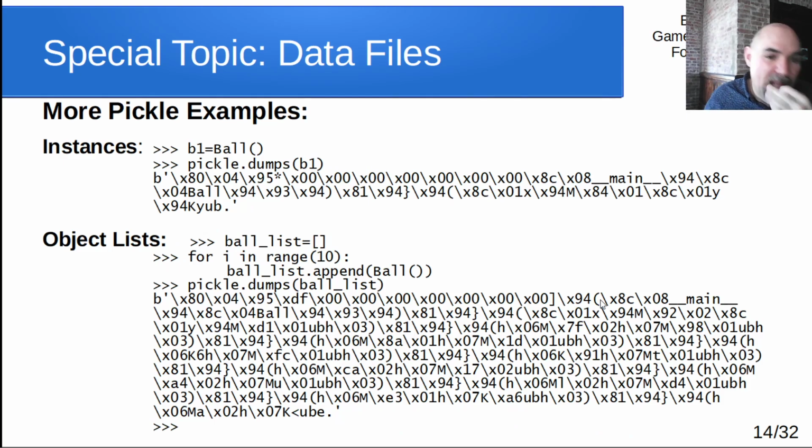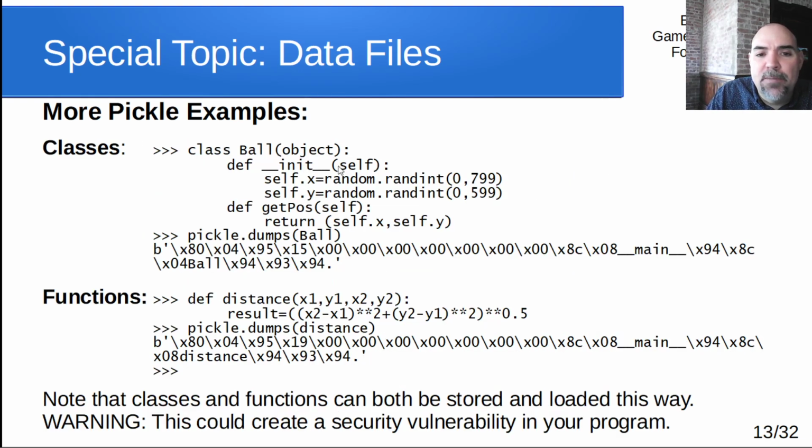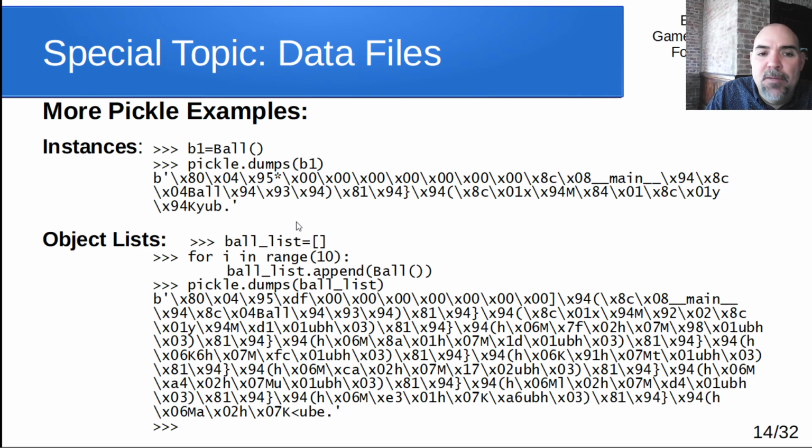Okay, now here's another couple Pickle examples. Here's an instance of this ball object, and that ball object is this one back here. So it just has an X and a Y. That's all it has in it. It's got these two methods, the constructor and get position. But notice that I could make an instance of that ball object, B1, and I could pickle it. And there's my instance. That has inside of it the X and the Y value being stored in there.